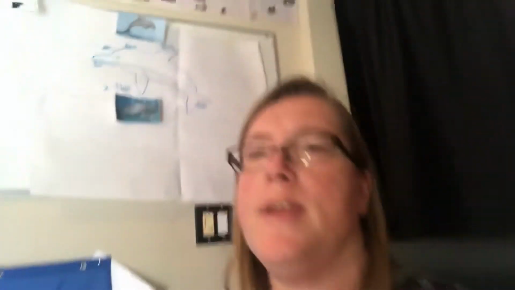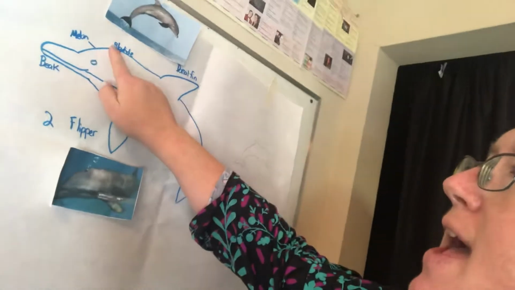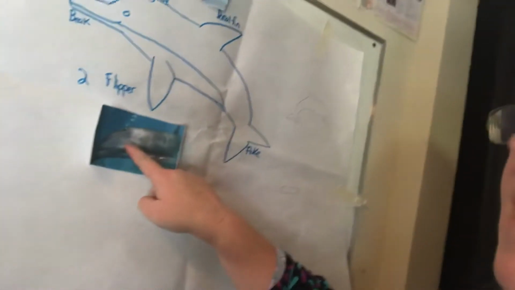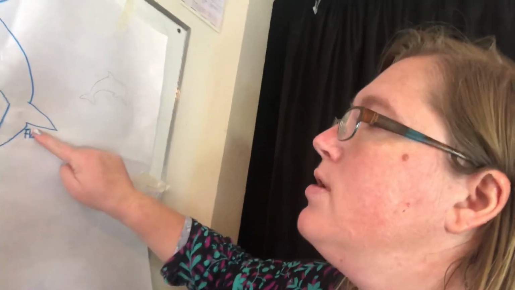Okay, now that we've done our weather and our counting, we're going to talk about our dolphin. We're learning about ocean animals, and we're learning about the dolphin this week. So, we talked about the characteristics yesterday. We learned that they have two flippers, one on each side. They have a mouth that is called a beak, like a bird's beak. They have a head, which is called a melon because of its rounded shape. They have a blowhole where they breathe through. They have a fin at the top, and it's called a dorsal fin. Can you say dorsal fin? And then at the very back, they have a fluke, which is their tail.